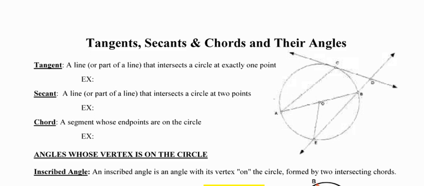So for example, in the picture that's shown to the right, a tangent again would be any line that intersects the circle at exactly one point. So line CD would be a nice example of a tangent.